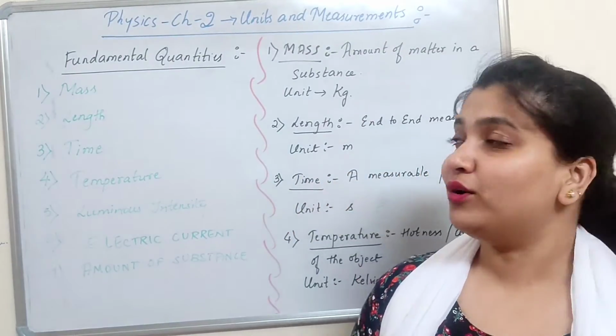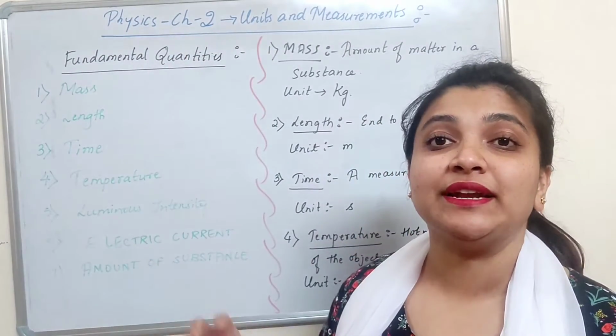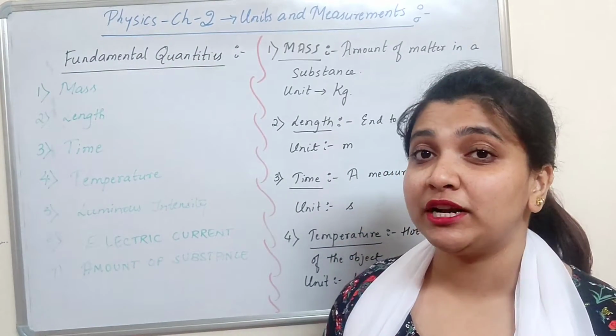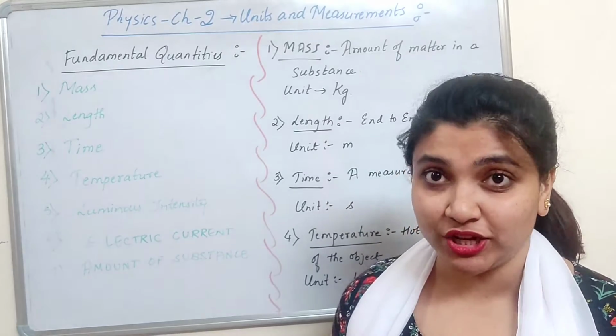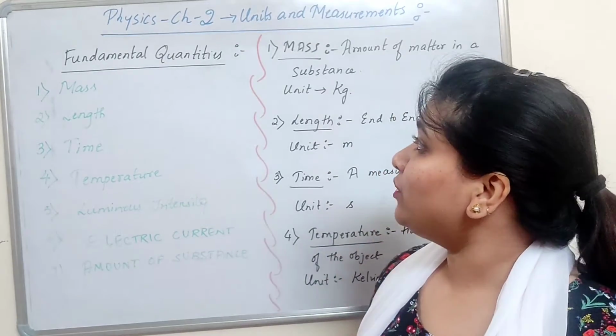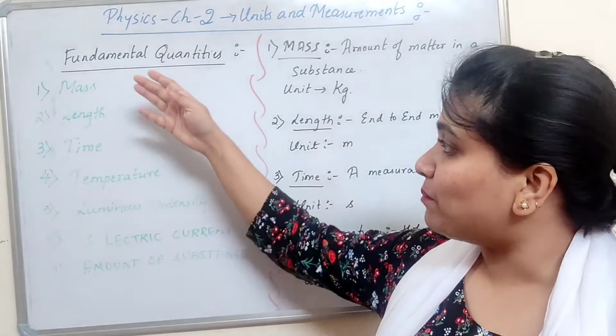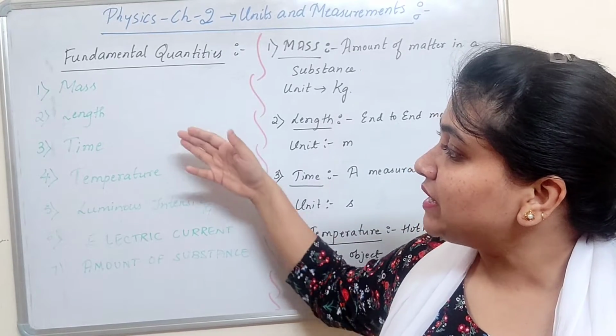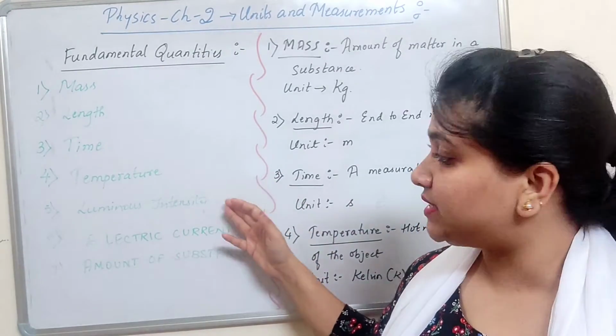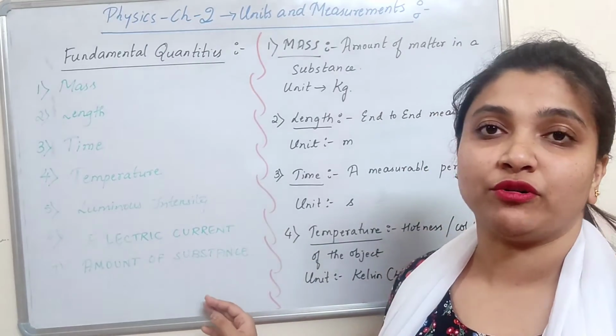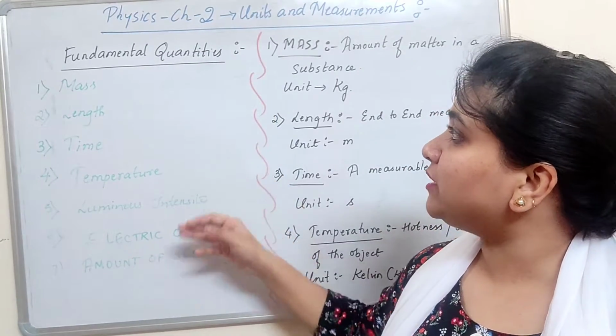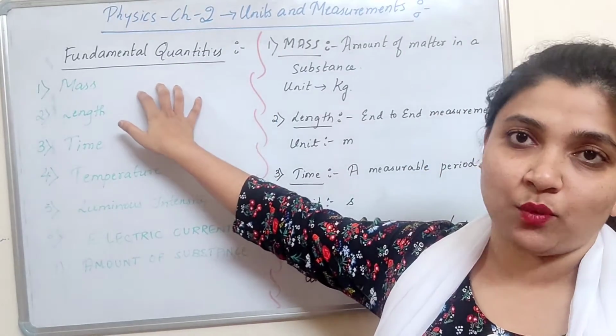Yes, children. Now there are 7 fundamental quantities. Okay, what are fundamental quantities? They do not change. They are independent, right? Now, fundamental quantities are mass, length, time, temperature, luminous intensity, electric current, and amount of substance. So these are called fundamental quantities.